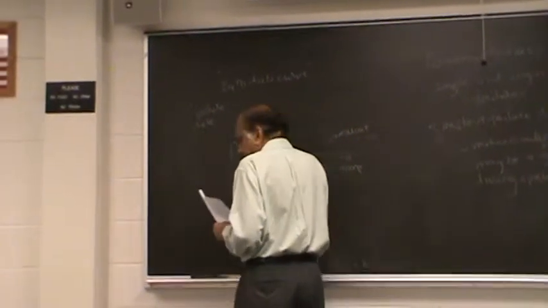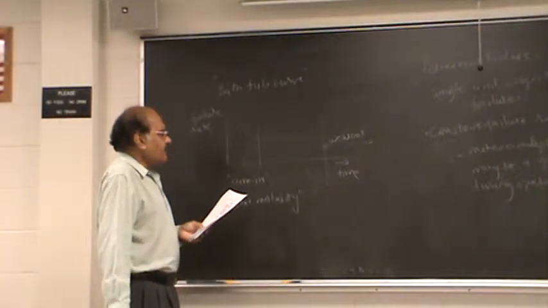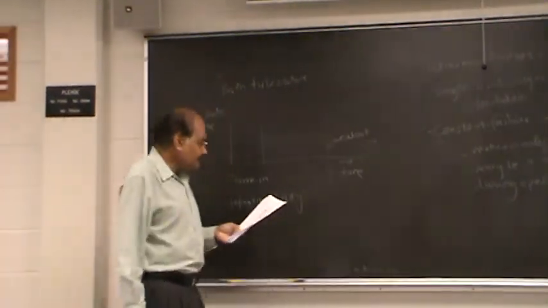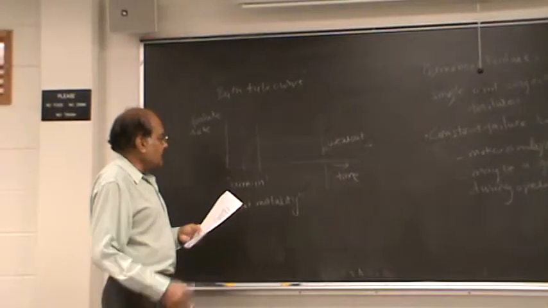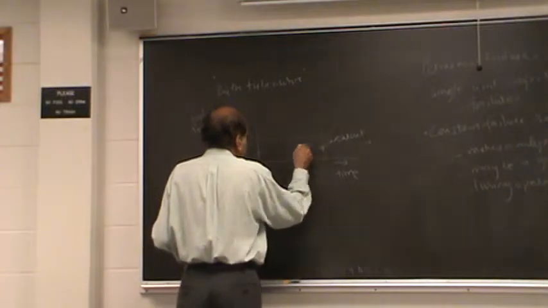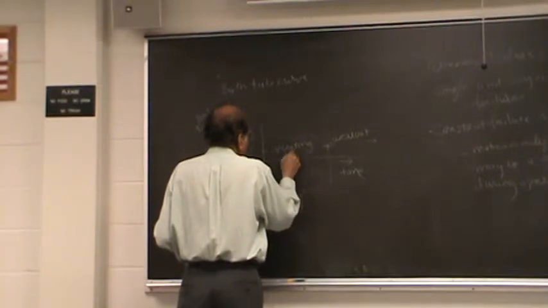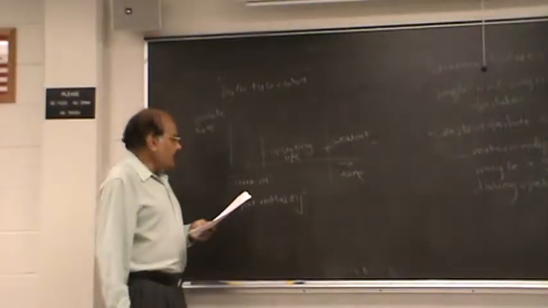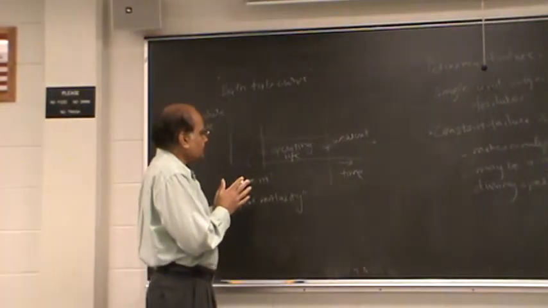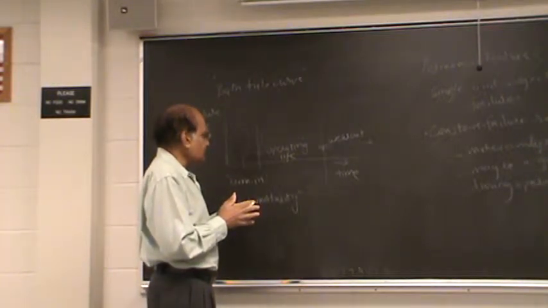At this time, the unit has aged, and because of age, the failure rate starts going up. And in between, this is called the operating life. During the operating life, it is assumed that the failure rate is relatively constant.